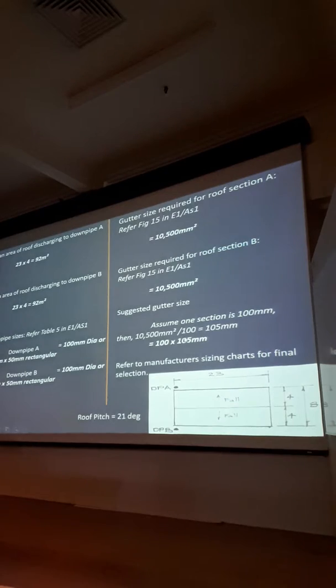The last part of that exercise was to suggest the gutter size, assuming the gutter is 100 millimeters deep, and then you divide by that, and that gives you the width of the gutter. Okay? Are there any questions? Remember, the roof pitch is 21 degrees. It varies depending which one you go.